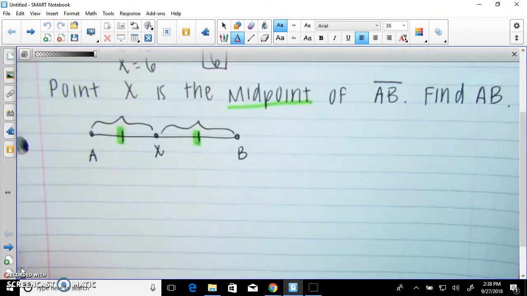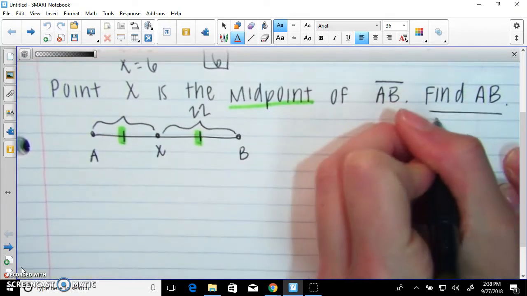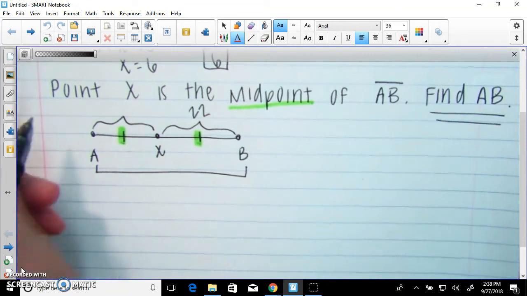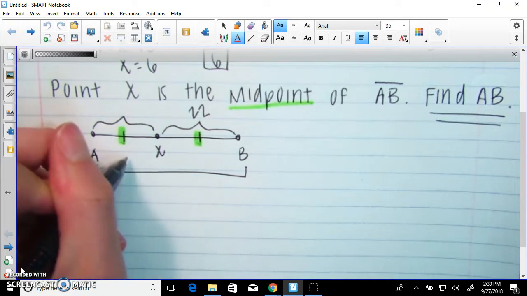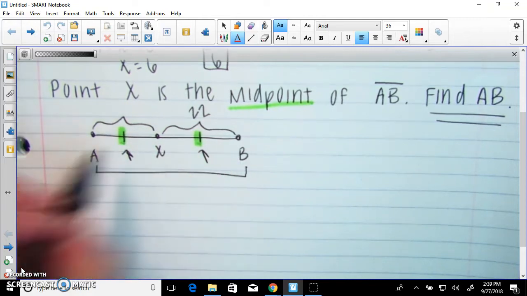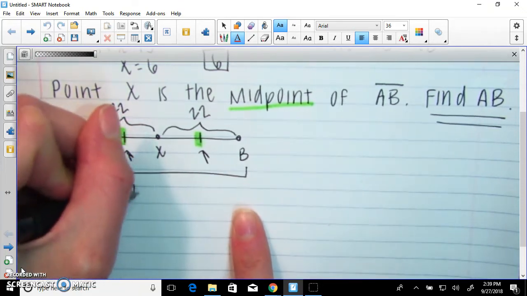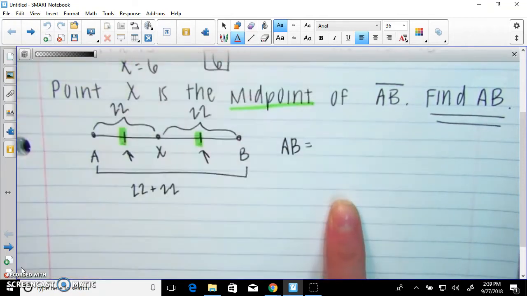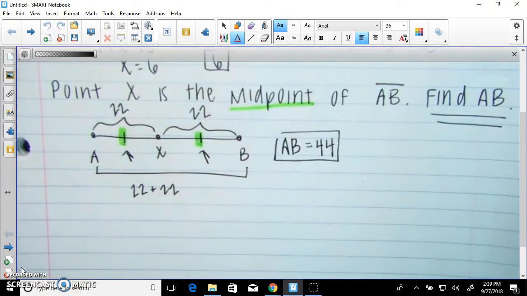Now I'm going to tell you that XB is 22, and we need to find the length of AB. So AB represents the entire length. Well, remember what we said. If X is the midpoint, it divides AX and XB into two equal parts. Remember, that's what these little tick marks mean. They mean that they're congruent, they're equal. So if XB is 22, AX must also equal 22. Together, AB is just 22 plus 22, which gives us AB equals 44. So that's our final answer, AB equals 44.